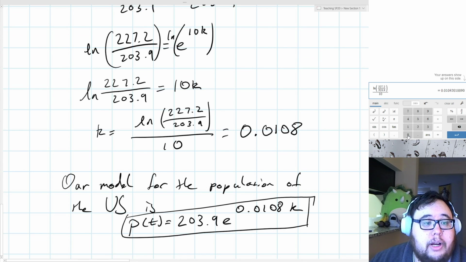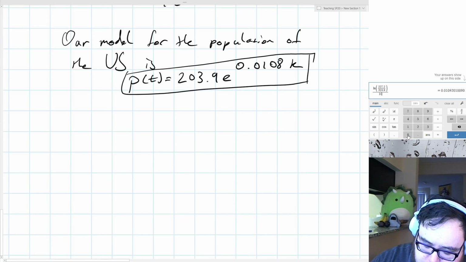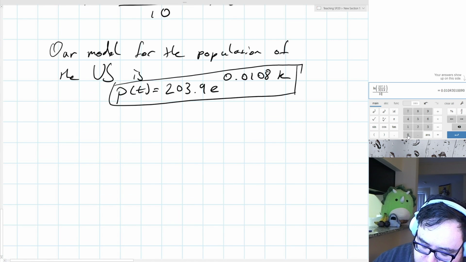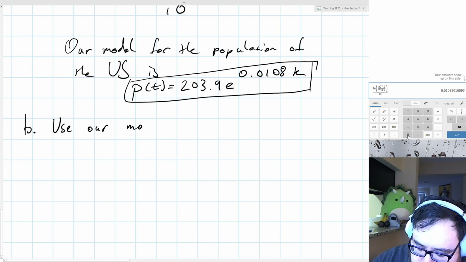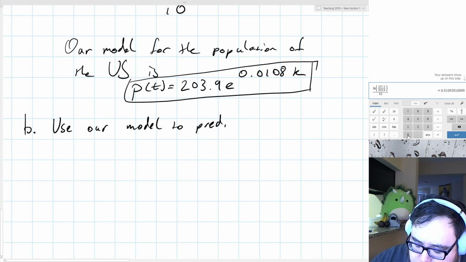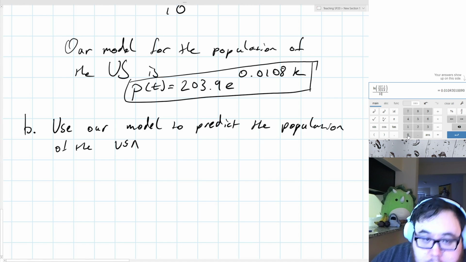Once we've found our exponential model, we might want to do some stuff with it, right? So, for example, for part B, let's use our model to predict the population of the USA in 2000.